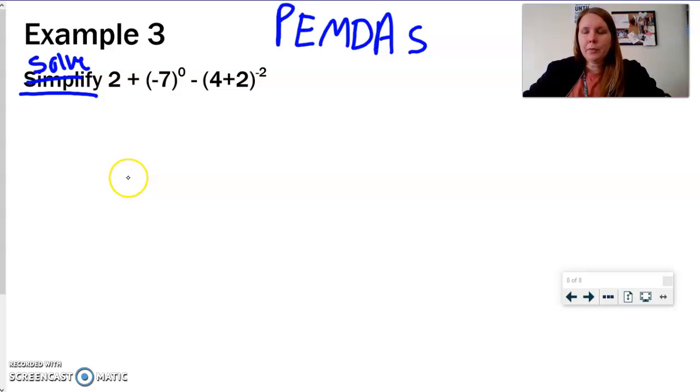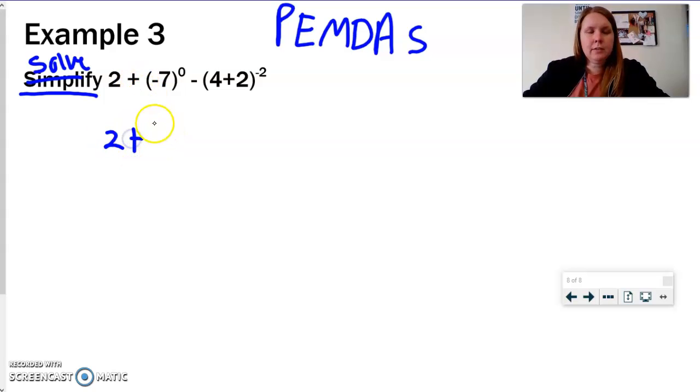So we're going to look at our parentheses first. I notice there's a set of parentheses around this -7, but there's no operation in it. So really, it's not a parentheses operation right now. But I do realize there's a 4 plus a 2 in parentheses. So we are going to do that operation first, and then we can look back at our order of operations. So basically, the 2 is going to stay the same over here.